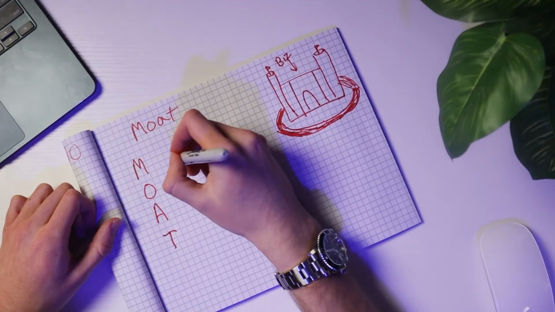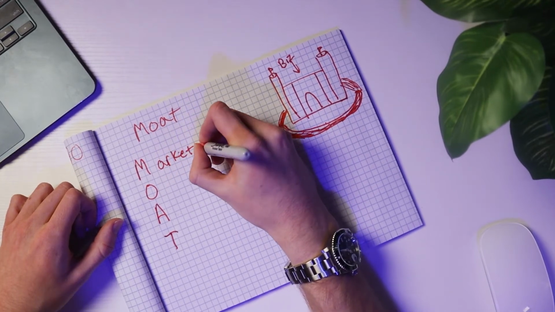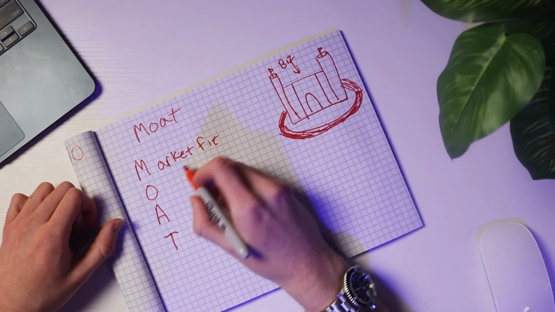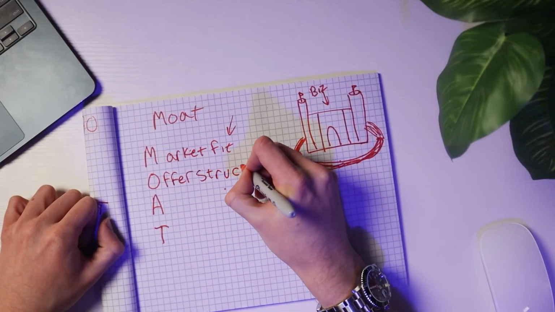So the M in moat stands for market fit or product market fit. Again, this is going to the market to get advice on what you actually want to work. Market fit or product market fit, as you may have heard it called before, is basically going to the market and asking them what they want, right? This is trying to figure out their true desires, their pain points, and being able to speak to that audience so that they actually buy your stuff. The O stands for offer structure. This offer needs to have high perceived value and low risk from the client's perspective.